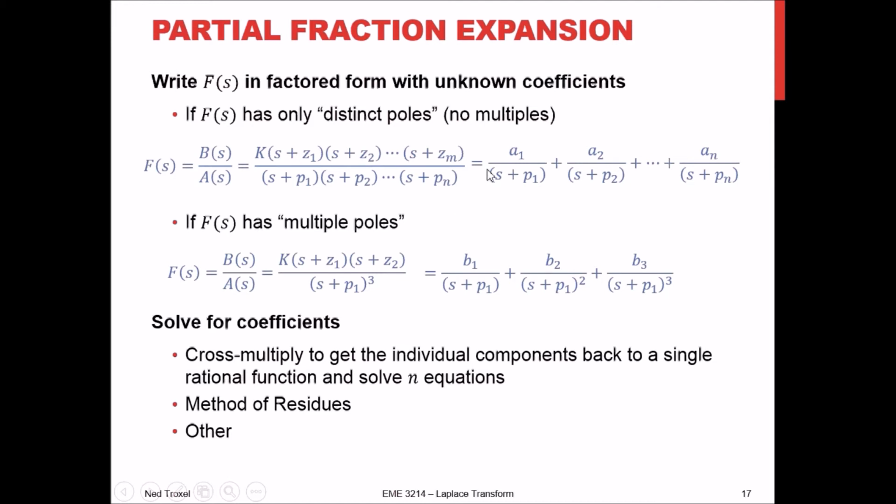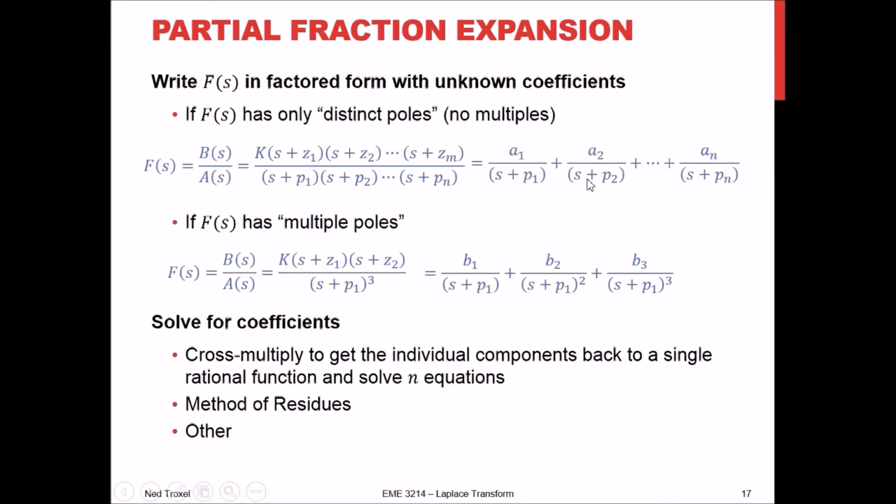It is possible to write this in this form, okay? I have these coefficients a1, a2, all the way up to an, divided by s plus p1, s plus p2, okay? So these p's and these z's essentially are the solutions, the roots of the polynomials. So p1 will make this denominator 0, so will p2, okay? So this top approach works if you have distinct poles.